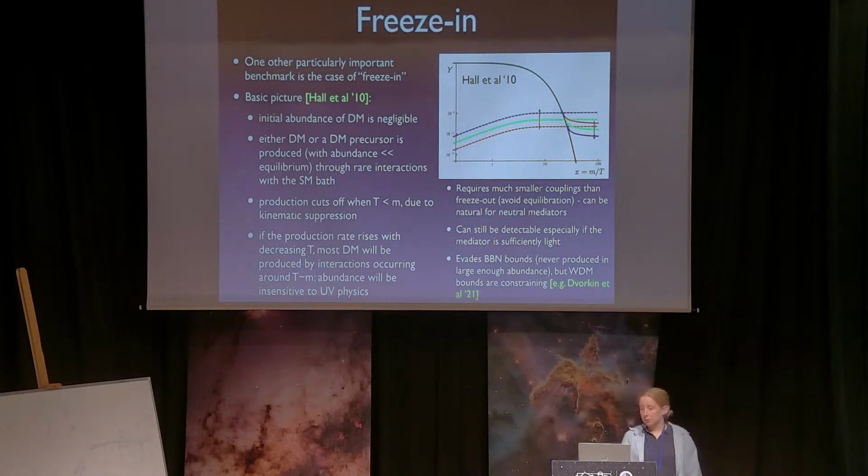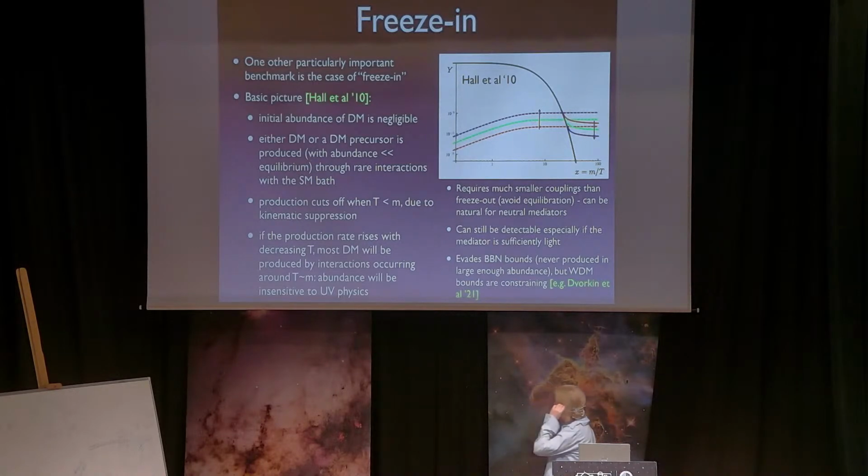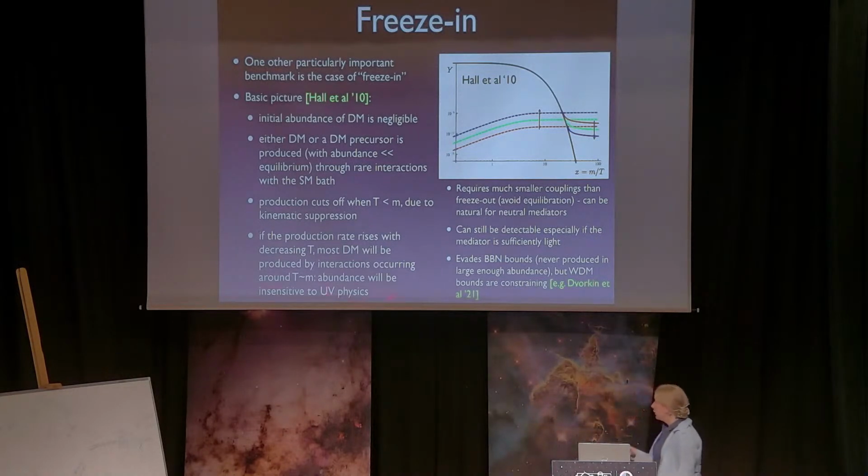So if the production rate rises with decreasing temperature, which is a somewhat generic behavior, then most of the dark matter will actually be produced by interactions near the end of this process, so interactions occurring around T similar to M. In that case, we retain this advantage of the freeze-out scenario, that the abundance is actually kind of insensitive to what's going on at really high energies, provided that you don't make too much dark matter early on.